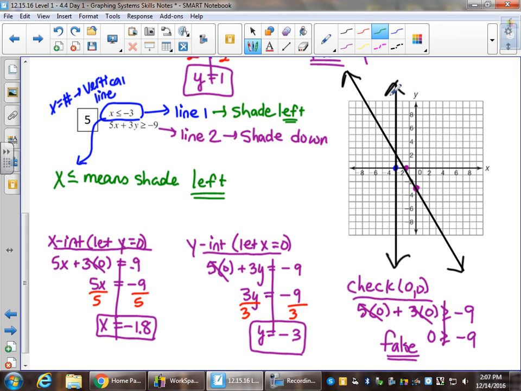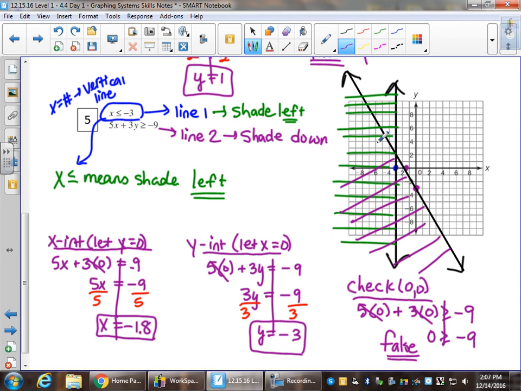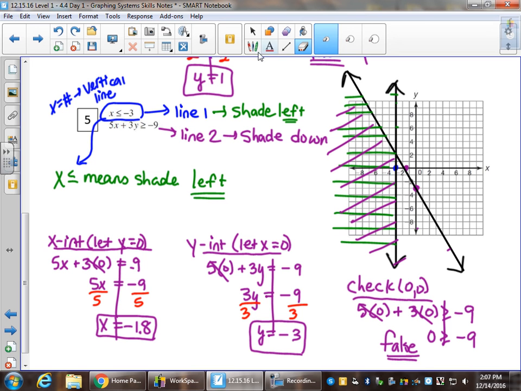So for the vertical line, we said shade left. For line two, we're shading down, the side that zero is not on. And now we'll carefully take our eraser, erase anywhere where the lines do not overlap. So I'm going to erase this right here and this right here. So this angular section right here is my solution. Number five is all done.